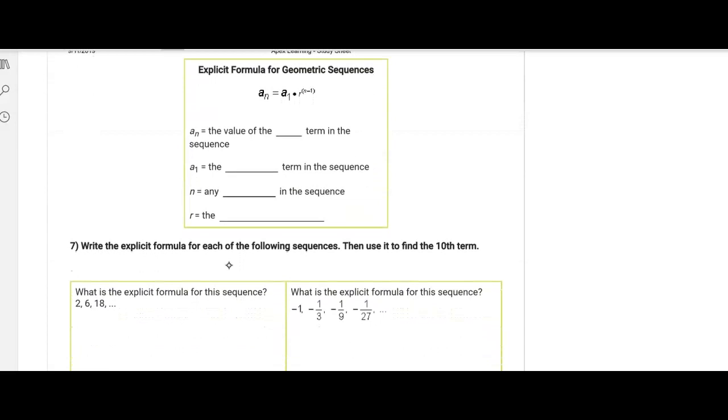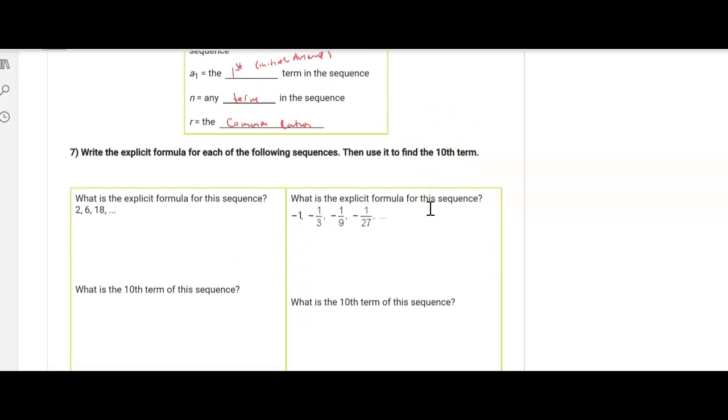Now the explicit rule. A sub n is the value of the nth term, and a sub 1 is the first term in the sequence, or what I like to call the initial amount. Either way you look at it, it's the same thing. N is any term in the sequence, and r again is that common ratio. You have to know how to distinguish the difference between an explicit and a recursive rule.